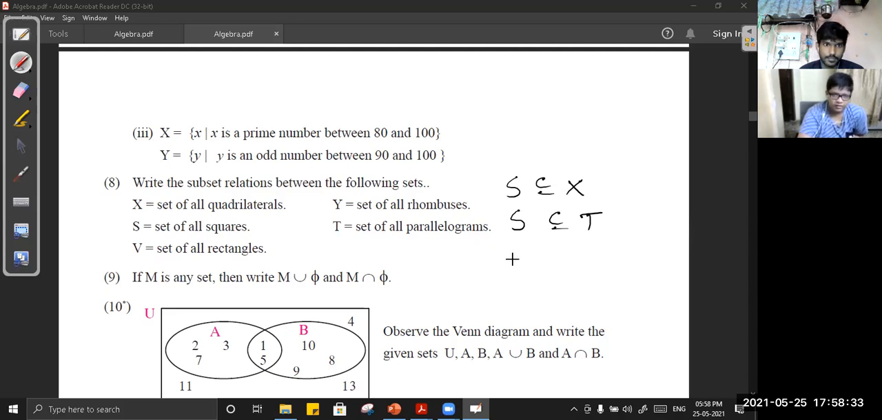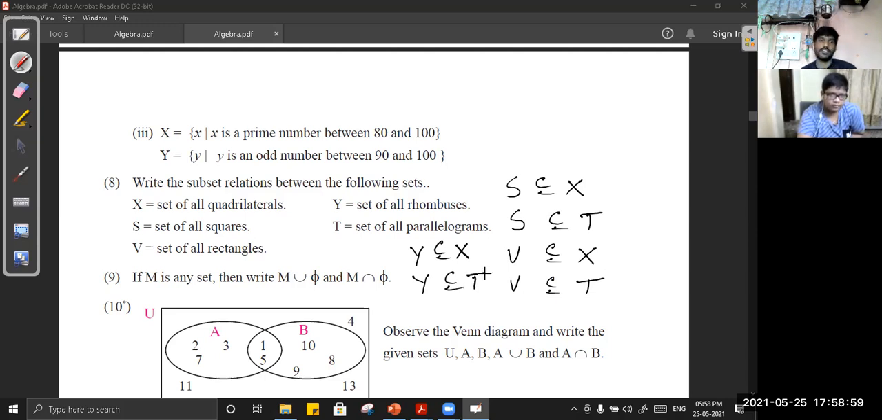B is a subset of X, correct? And B is a subset of T, correct. And Y is a subset of X, correct? And Y is a subset of T, correct. Anything else left possible? No, that's it. Okay, good.